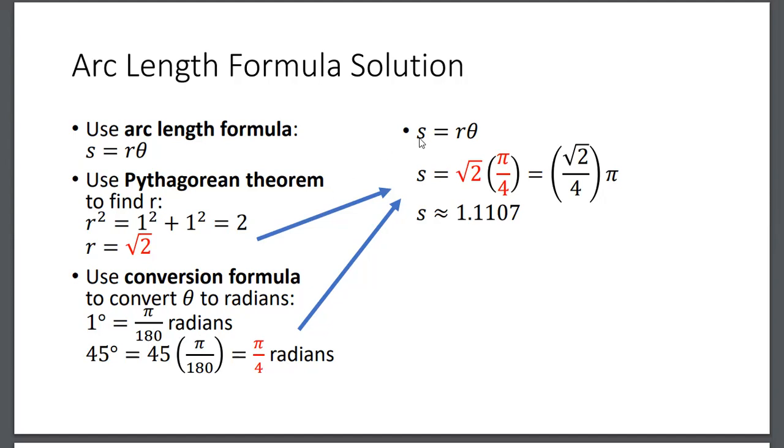Going back to our arc length formula now and substituting for R, we substitute the square root of 2, and for theta we substitute pi over 4, and multiplying, what we did here is rearrange, so this becomes the square root of 2 over 4 times pi. That's an exact answer. If we want a decimal approximation, we use a calculator. This is rounded to 4 decimal places.